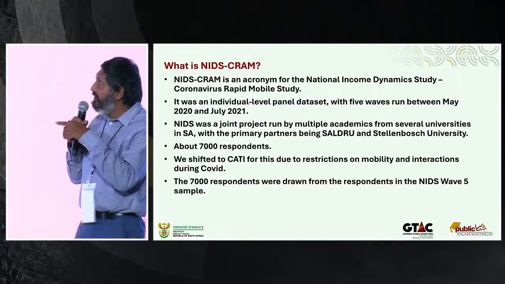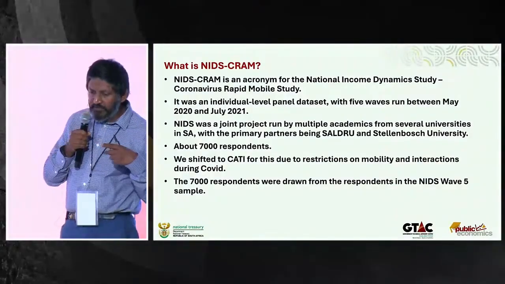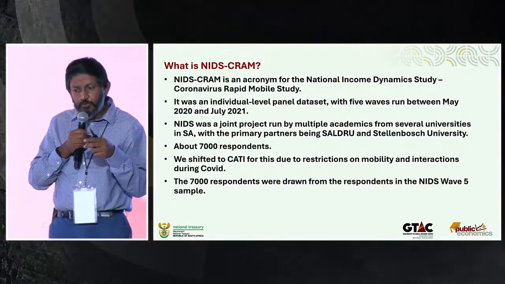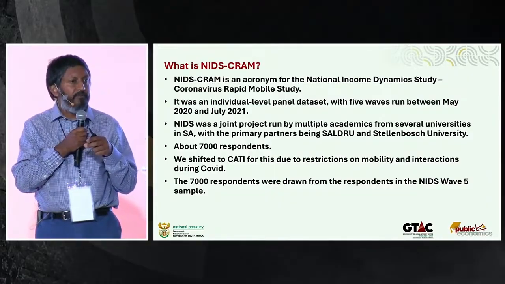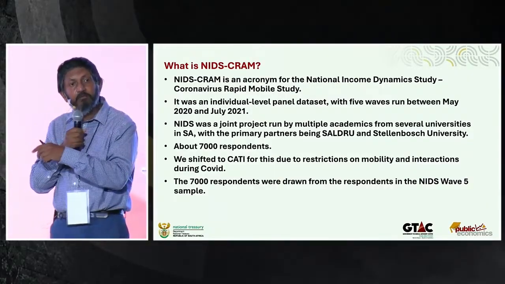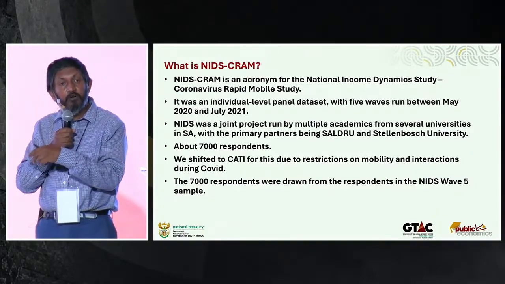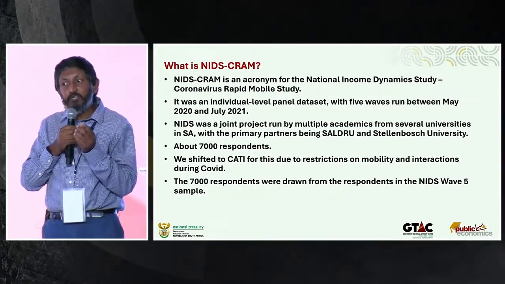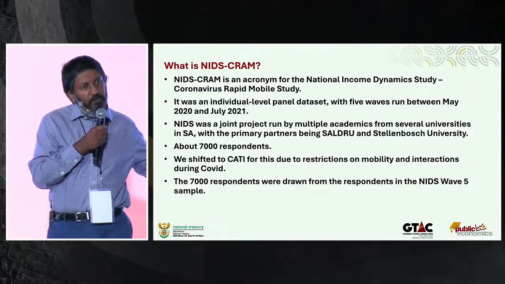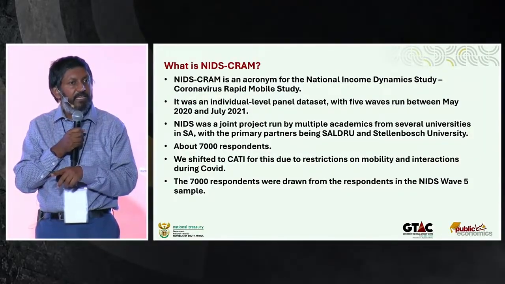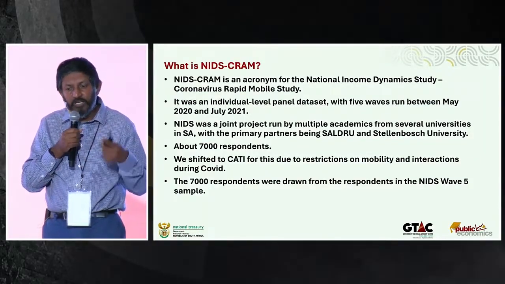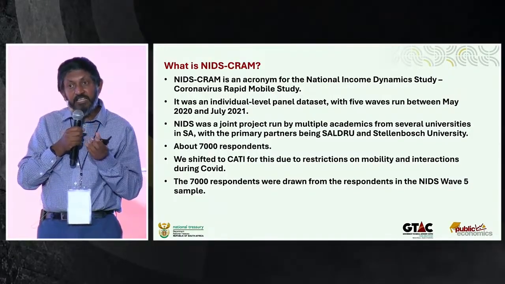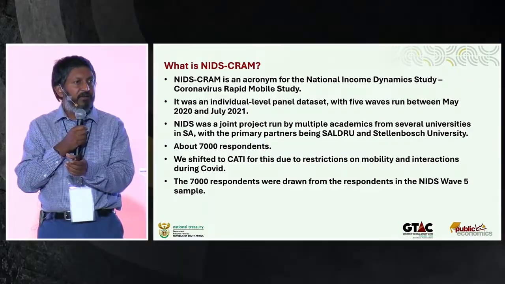And so it was called NIDS-CRAM because we actually just drew, with permission from the presidency, a sample out of the NIDS sample. Right? So the people in NIDS-CRAM are the same people from NIDS. It's a subset, though. We only got a much smaller subset. But you can link them back through the 5 waves of NIDS into NIDS-CRAM. And that allows you to do a lot more, again, in terms of kind of thinking of long-run trajectories and then what happened during the COVID era. Yeah?